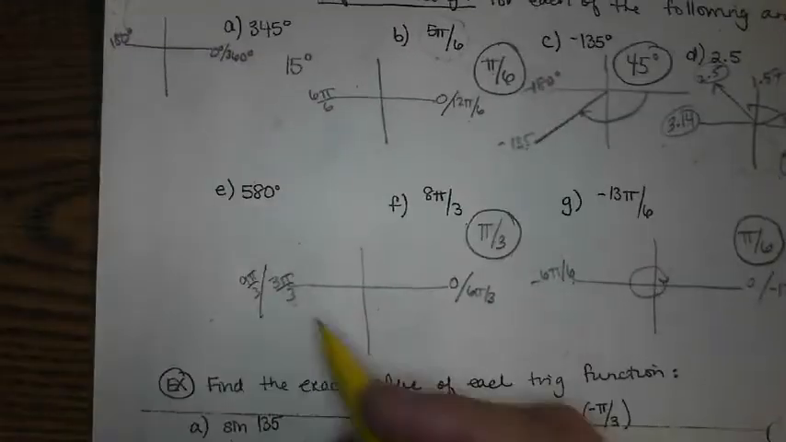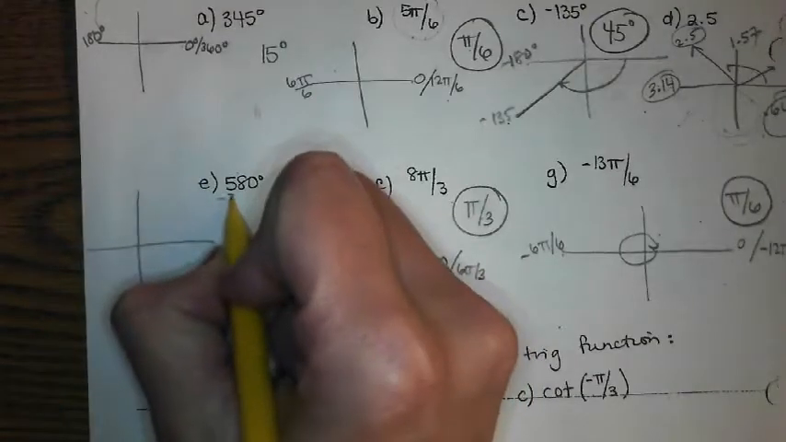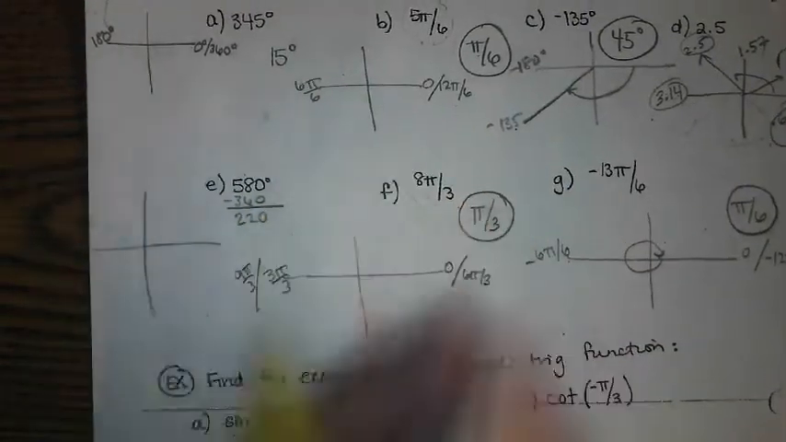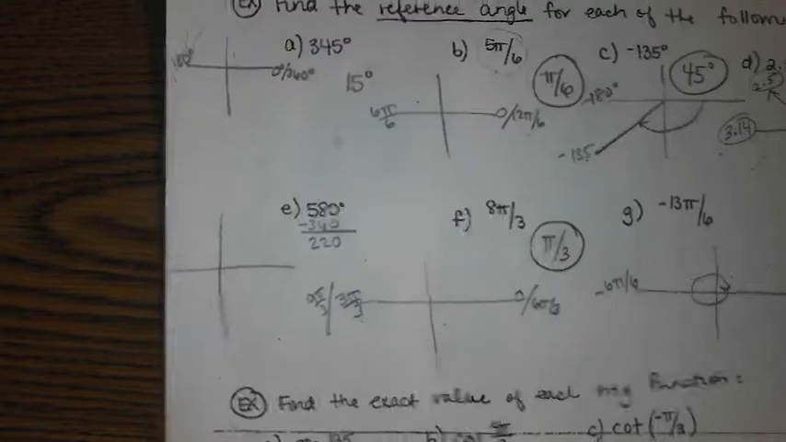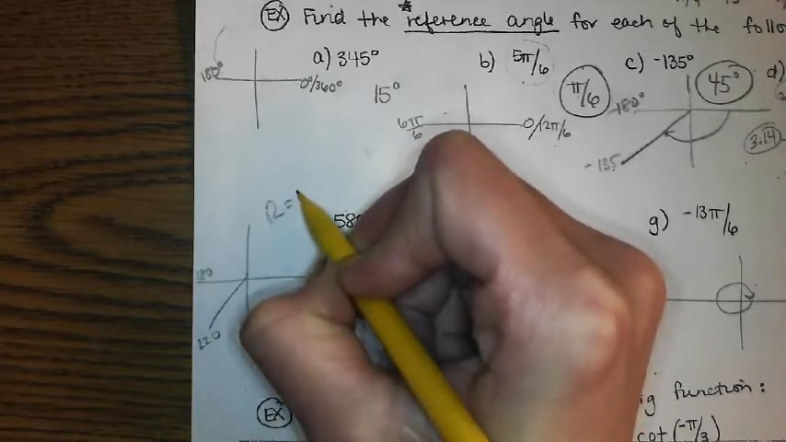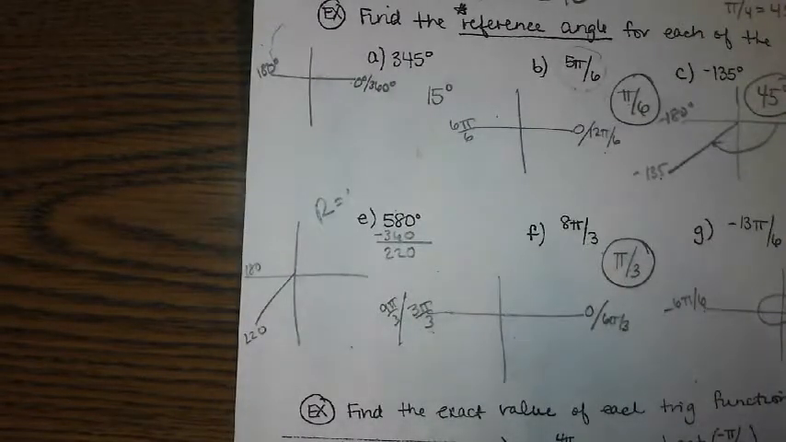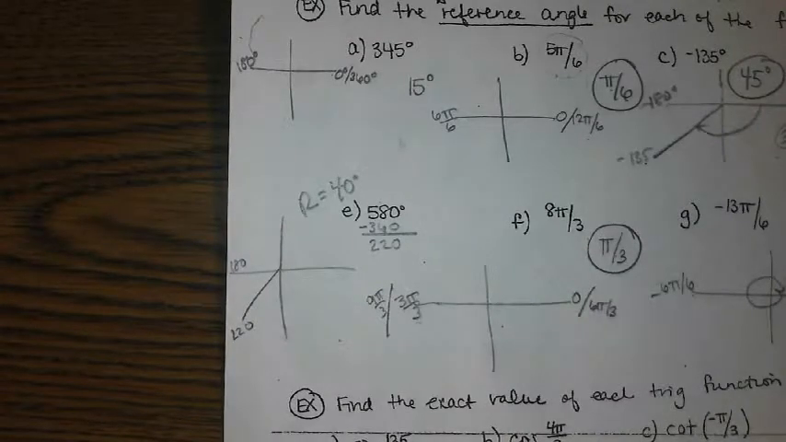And then 580. Okay. Instead of dealing with 580, find a coterminal to that. So if we subtract 360 off of that, we get 220. And which quadrant is 220 in, Kendall? The third. There's 220. Here's 180, reference angle. Anybody? 40. Now that reference angle is not all that helpful because 40 is not one of our memorized values, but it's still a reference angle. Okay? Any questions so far?